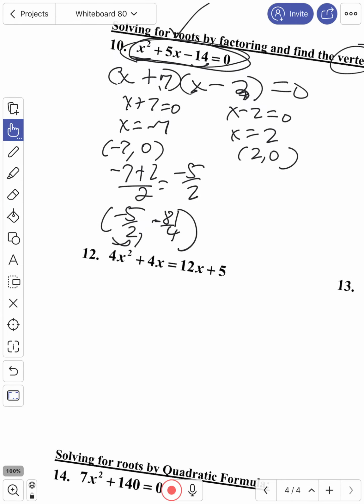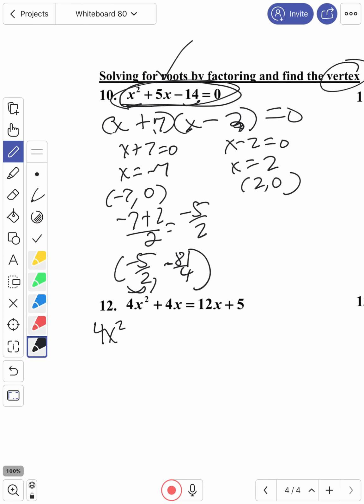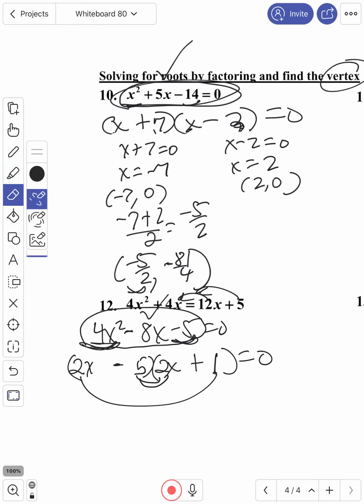All right, number 12. I'm going to get it equal to 0 first. All right, so I'll move the 12x over and the 5. Then I'll look for anything in common. Nothing in common, so I'll draw 2 parentheses. I factor the 4. I'm right now thinking it's 2x times 2x. I'm going to factor the 5, 5 and a 1. That gives me a 10 and a 2, so I know I can get an 8. The 10 needs to be negative. This is positive. Then I set my factors equal to 0 to find my roots.